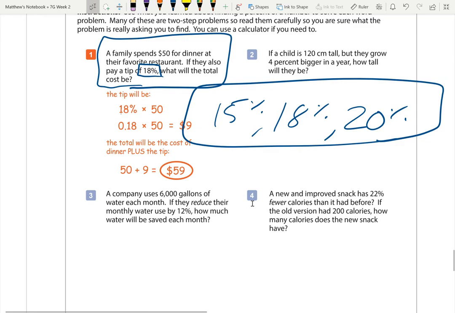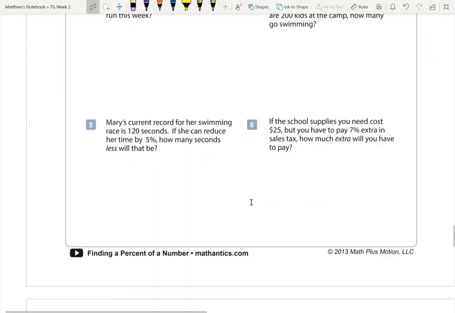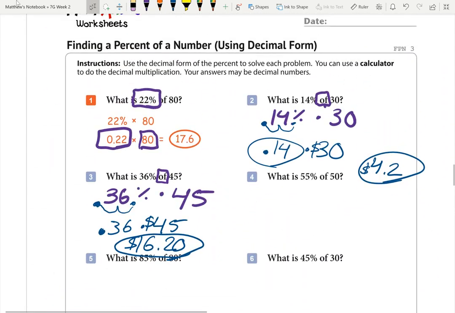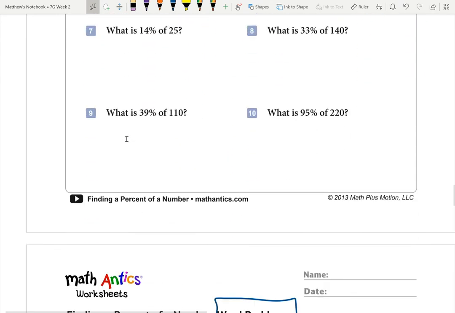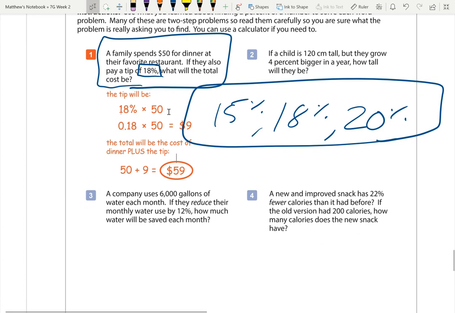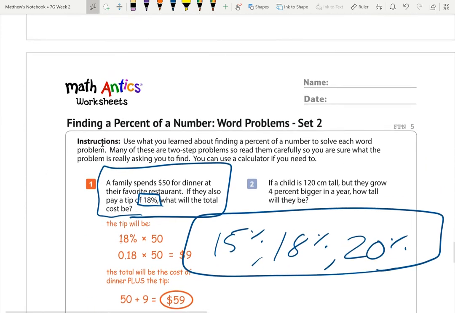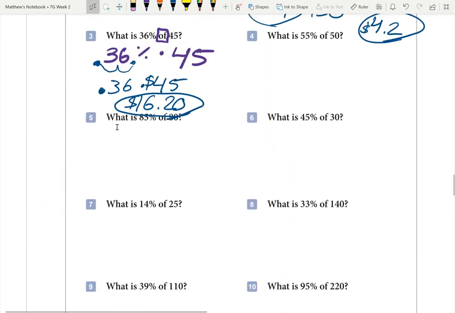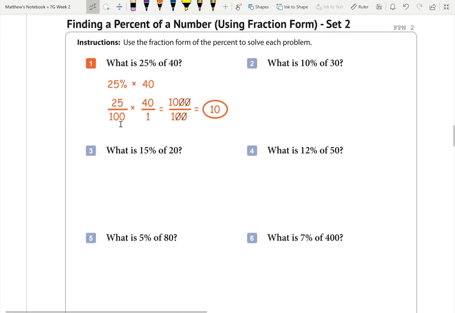But go ahead and complete the 3 worksheets. One of them is finding a percent of a number using decimal form. And then the word problems, both using decimal form as well. So you're going to be doing the same thing for all 3 worksheets. Just ignore the fraction ones because you typically aren't going to see that method of solving. It's not as efficient, in my opinion.